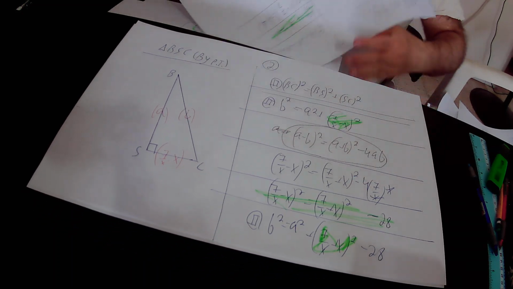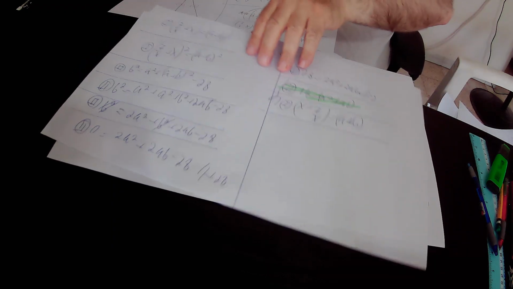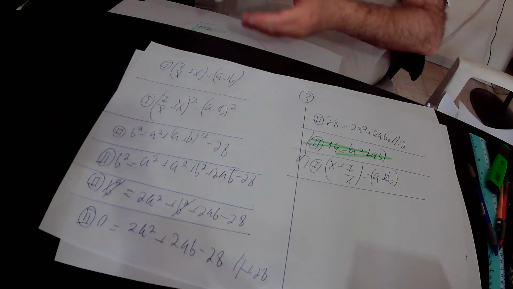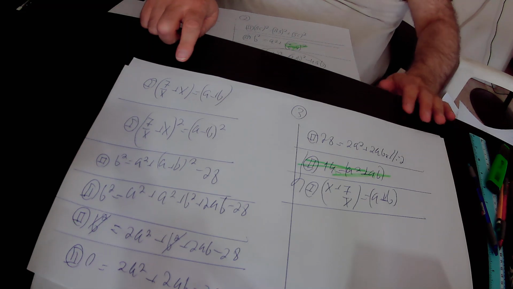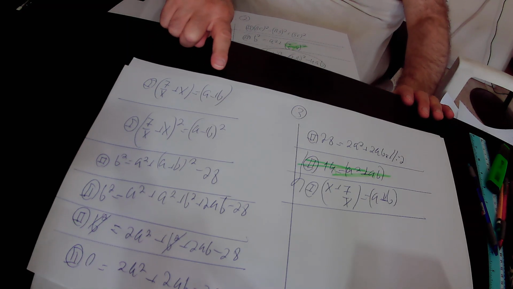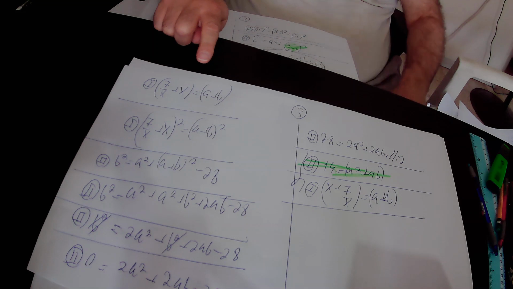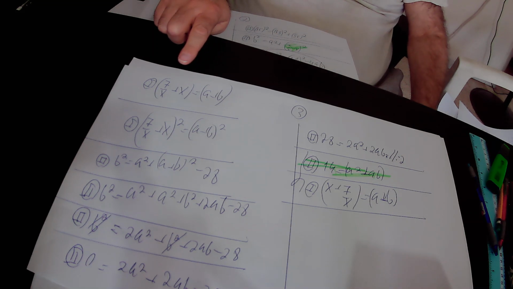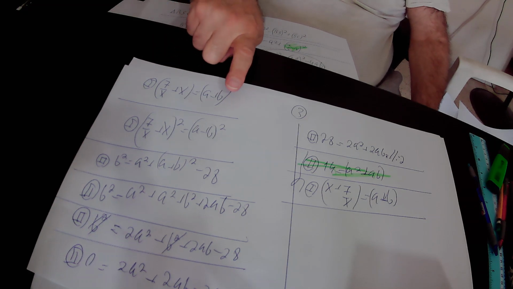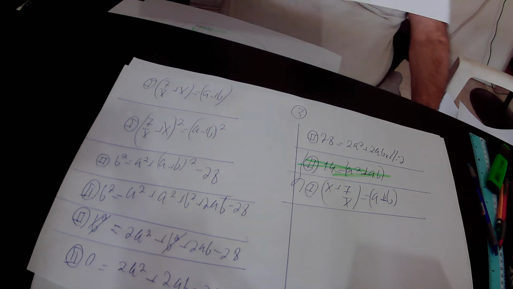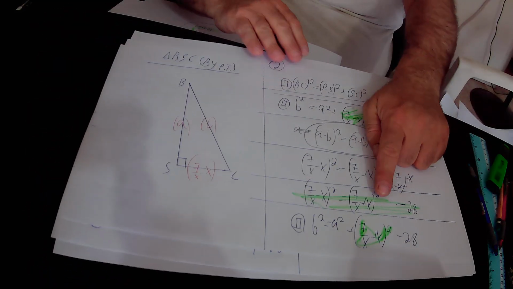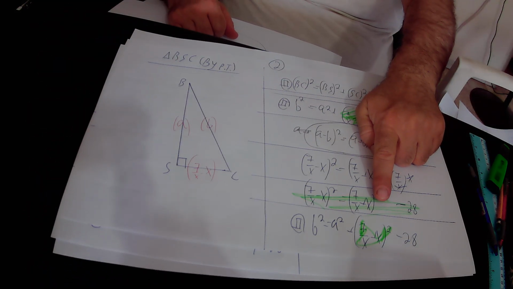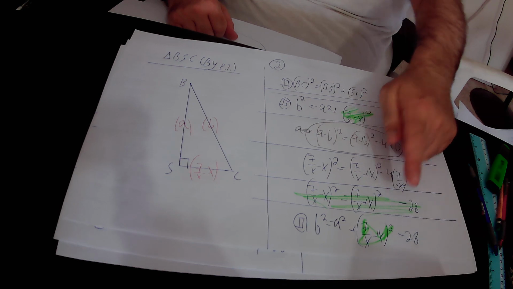So here we have, according to equation 1, 7 over x plus x equals a plus b. So if we square this equation 1, we get that 7 over x plus x square will be equal to a plus b square. Therefore, this expression 7 over x plus x square in equation 2 will be equal to a plus b square. So we substitute 7 over x plus x square, this expression, by a plus b square.